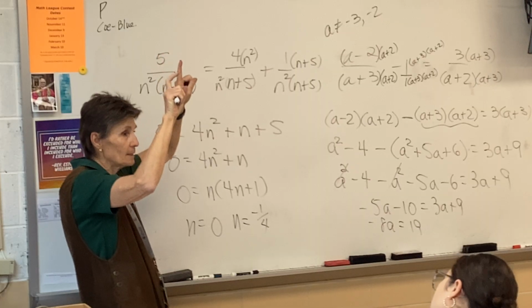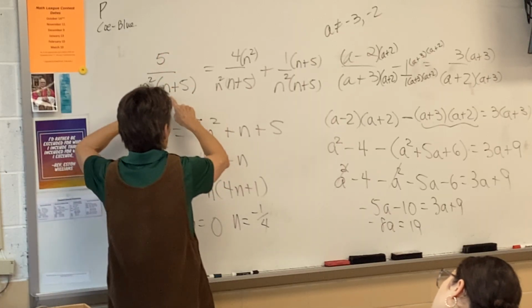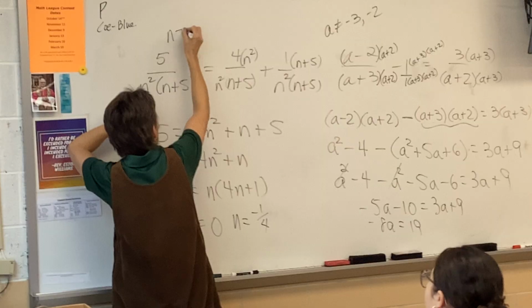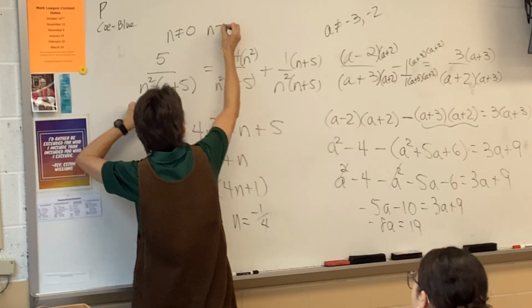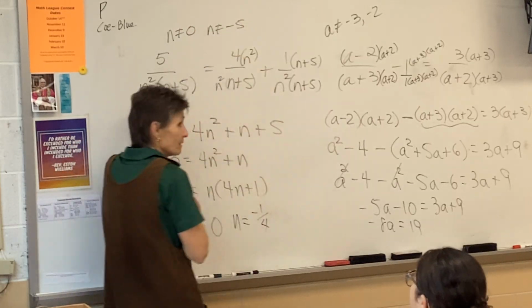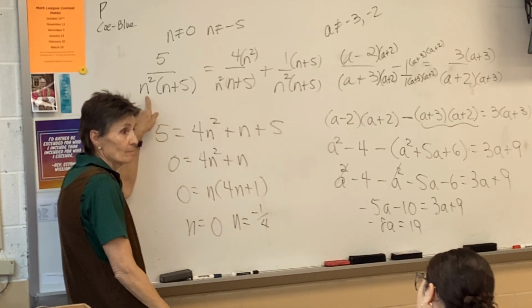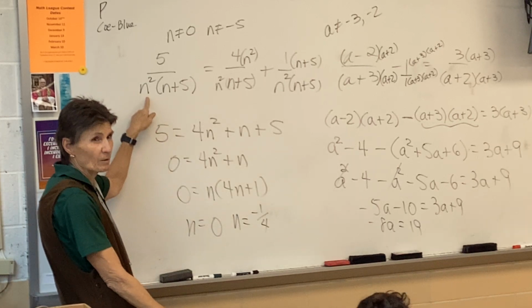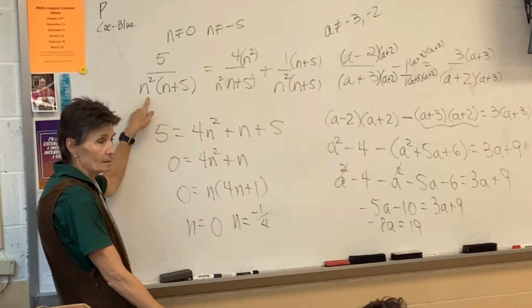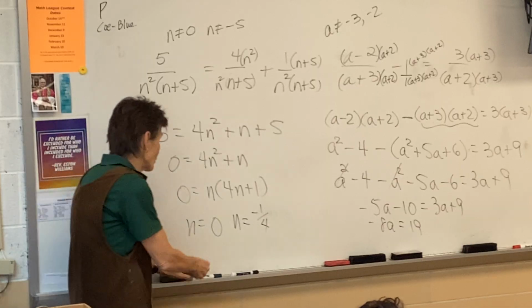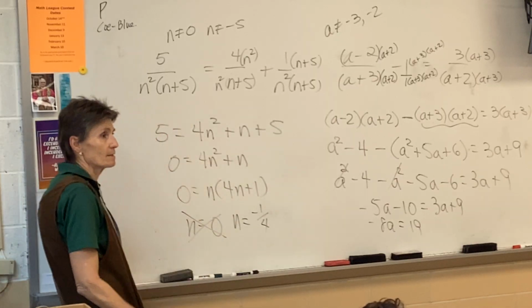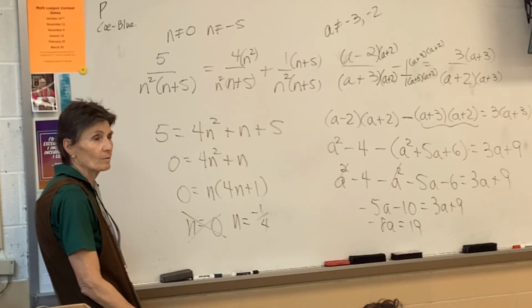What are my excluded values? How easy it is to forget about that. n can't be zero, so your only answer is negative 1/4.